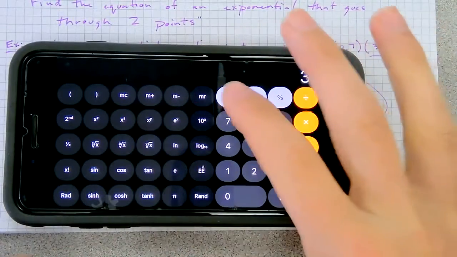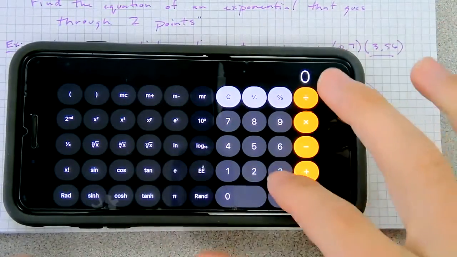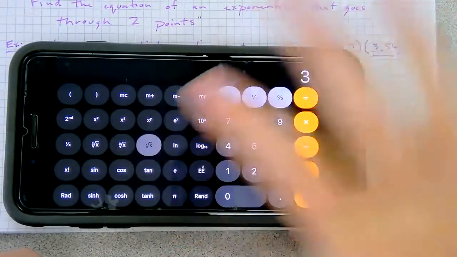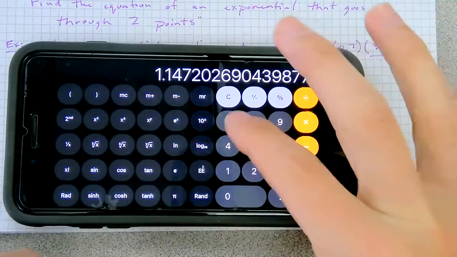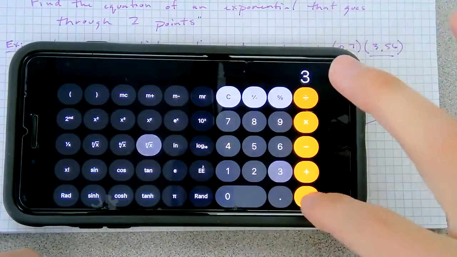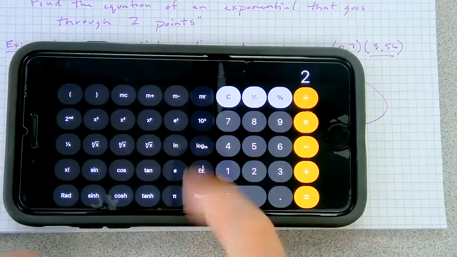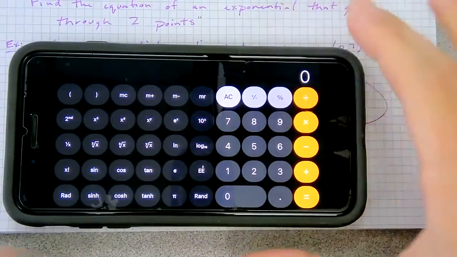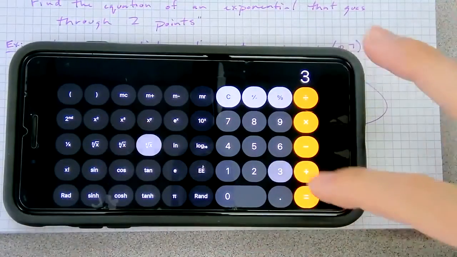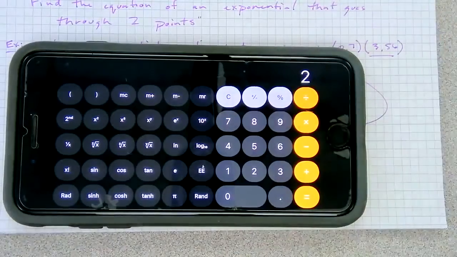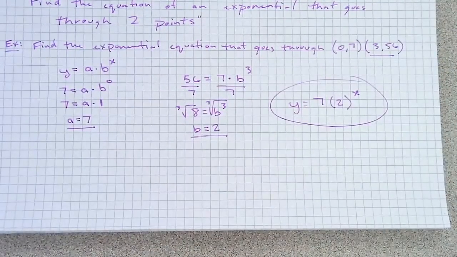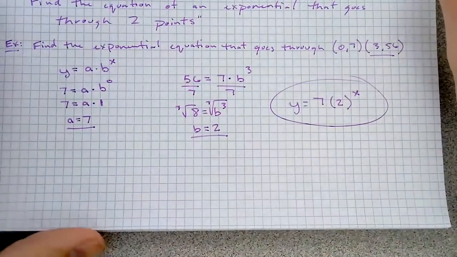Cube root of 3, how would you do it on this, I wonder? Yeah. So you go 8, that button, and then 3 and hit equals. And that gives you that value there. So again, depending on what calculator you have, obviously there's an infinite amount, but I can show you on your calculator if you need me to.